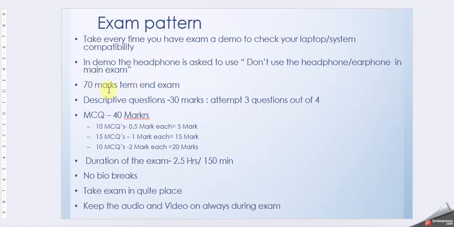Of course, the term end exam is for 70 marks, and we have 3 descriptive questions to be answered for 10 marks each, and you have one optional question. So out of 4, you can attend any 3. Then you have MCQs for 40 marks. In 40 marks, you have 10 MCQs for 0.5 marks each, that is total 5 marks. Then 15 MCQs for 1 mark each. Then you have 10 MCQs, 2 marks each. So totally you have 40 marks here. Duration is 2.5 hours, that is 150 minutes, and no bio breaks. I think this is very clear.